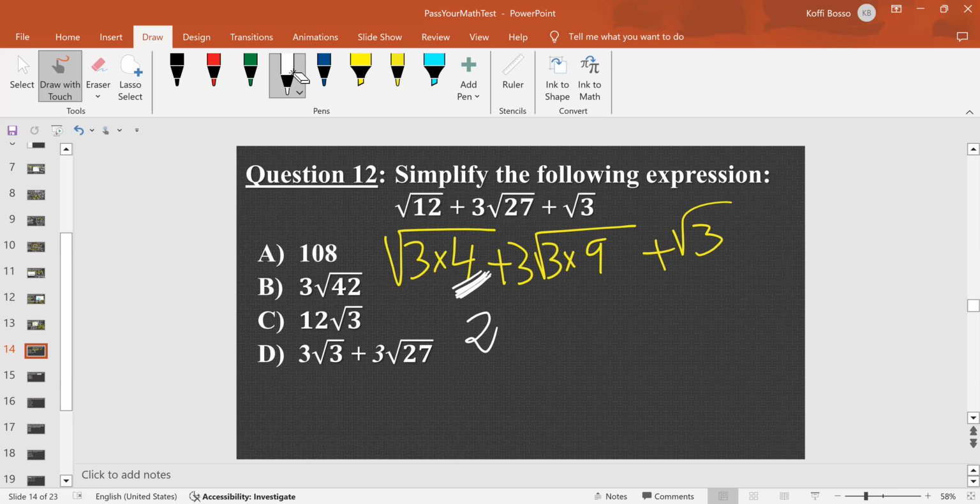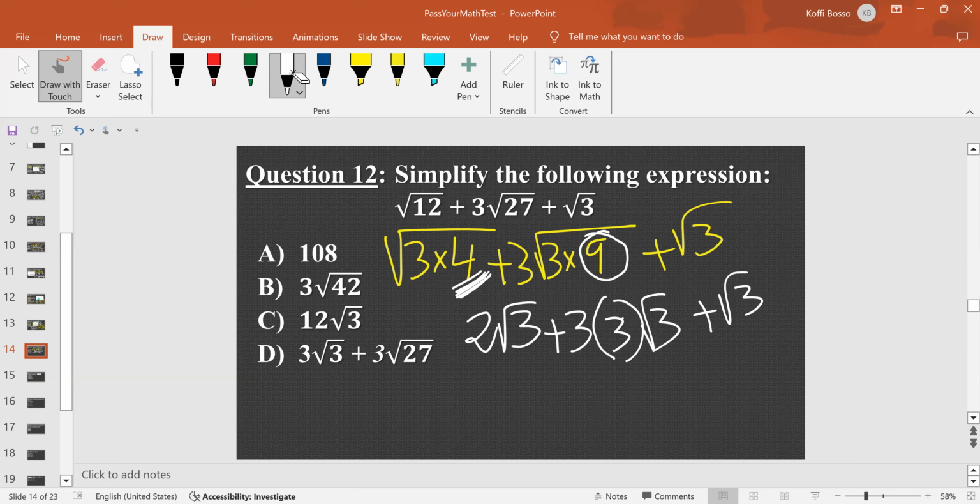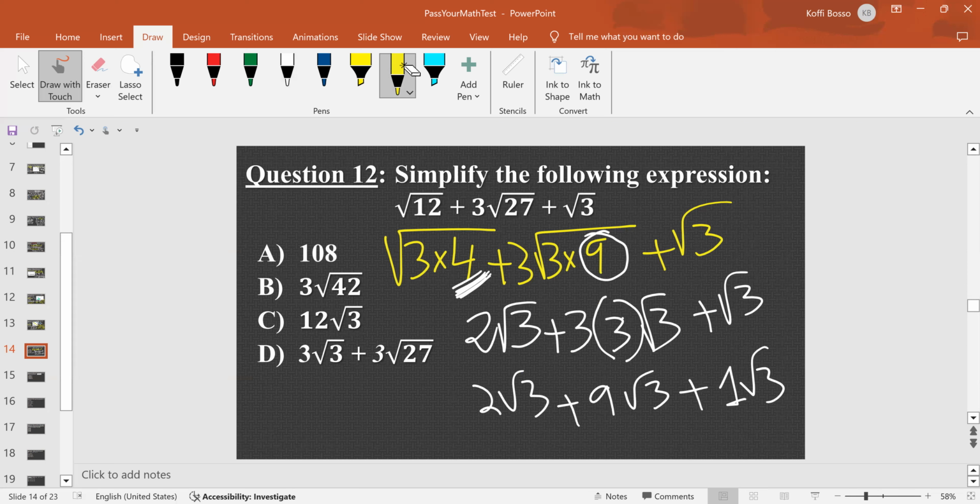When you take the square root of 4, that goes back to the counting number, so a regular 2. But the square root of 3 stays the same, so that 3 stays inside the square root, plus 3 multiplied by, this is 9 here, if you take the square root, that goes to a regular 3. But the other 3 stays inside, plus the square root of 3. So this means you have 2 square root of 3, plus 9 square root of 3, plus 1 square root of 3. Understand that. Square root of 3 alone means 1 square root of 3. If you don't put any number there, that means it's 1 square root of 3.